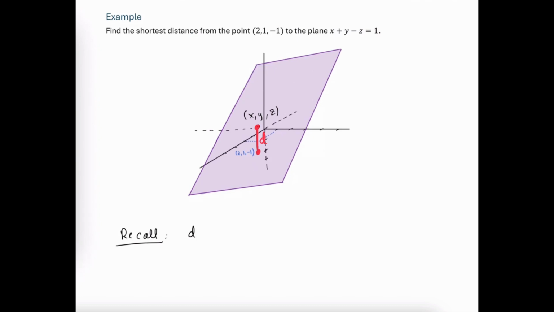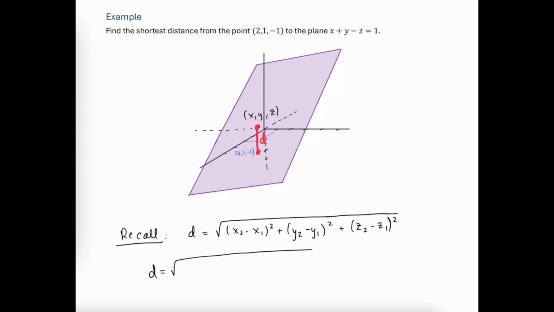So let's recall that the distance formula between two ordered triples in 3D is very much like the distance formula in 2 dimensions, except we add on this (z2 - z1) binomial. So the distance between our two ordered triples is going to be the x-coordinate of the point on the plane minus the x-coordinate of our ordered triple, plus the y-coordinate of the point on the plane minus the y-coordinate of our ordered triple, plus the z-coordinate of our point on the plane minus the z-coordinate of the ordered triple, which will be (z + 1) quantity squared.